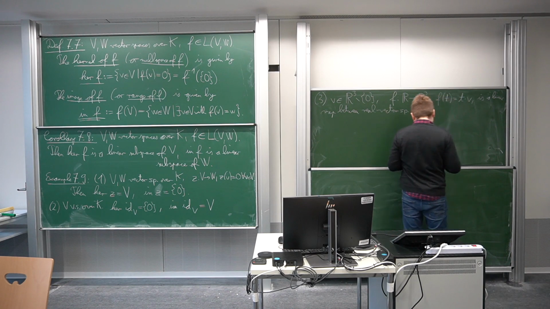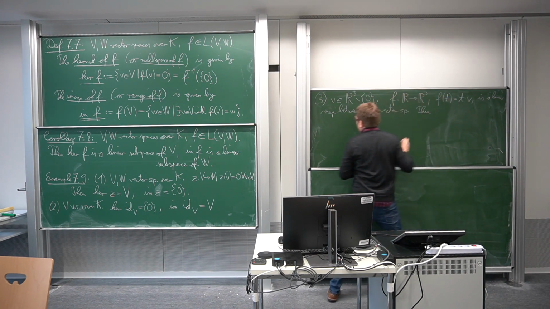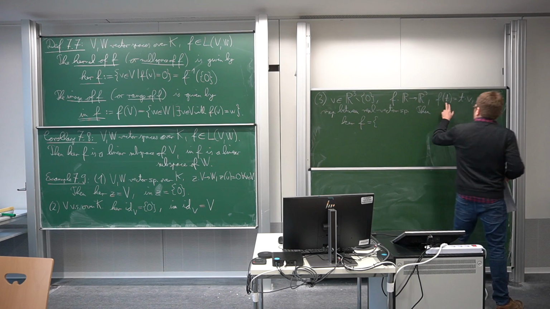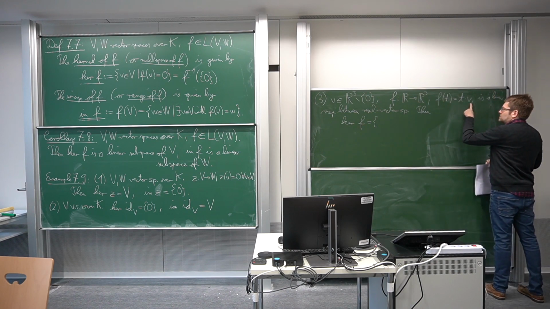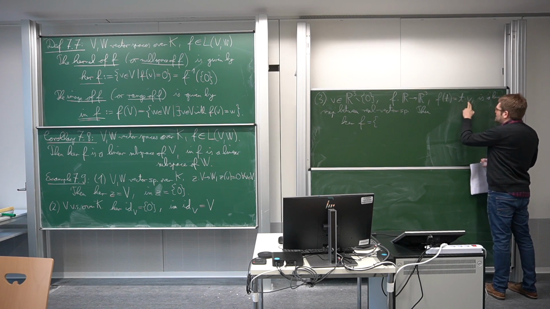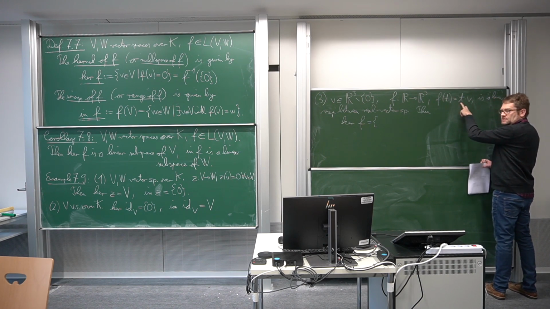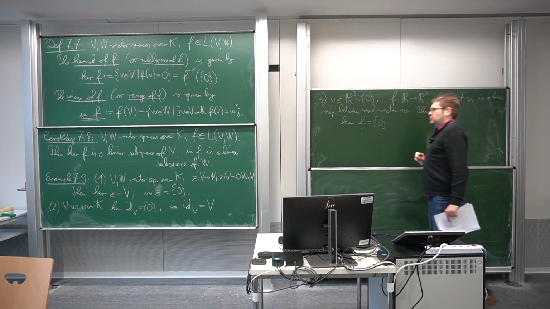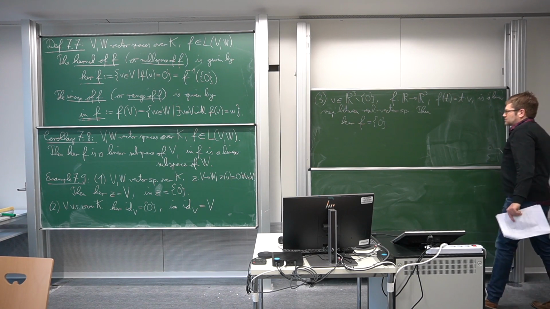So what are kernel and image? So the kernel of F. So we see that t times v. So what is mapped by F onto 0? So t times v must be 0. And since v is non-zero, the only possibility is that t itself is 0. So the only thing that's in the kernel is 0 again. So here again the kernel is just as small as it gets.